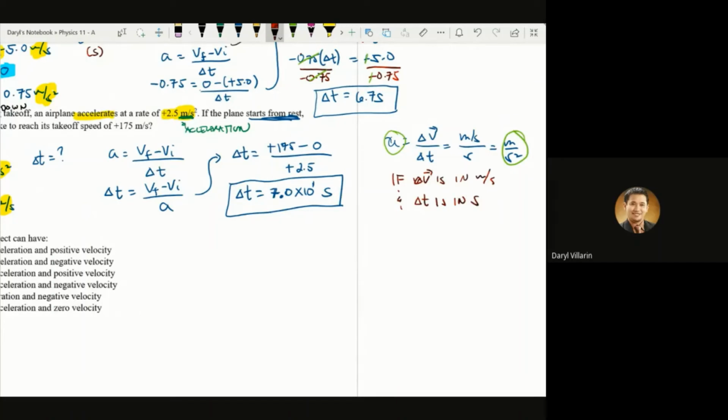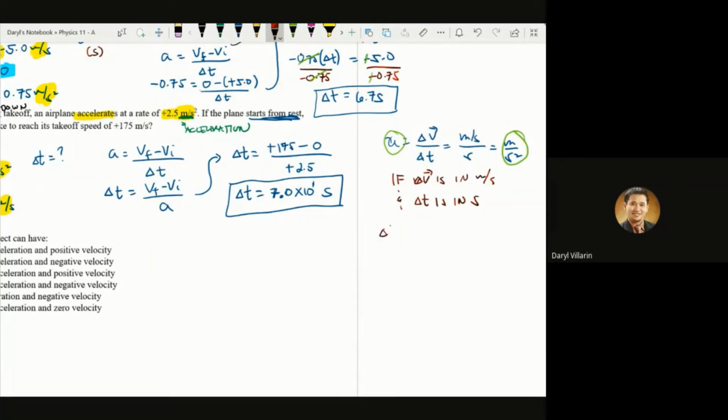So we can get meters per second squared if the unit of my delta v is meters per second, or at least the two velocities, the final and the initial, are in meters per second, and the time is in second. I get meters per second squared. So it also follows that if a is given in meters per second squared and velocity is in meters per second, automatically delta t is in second.